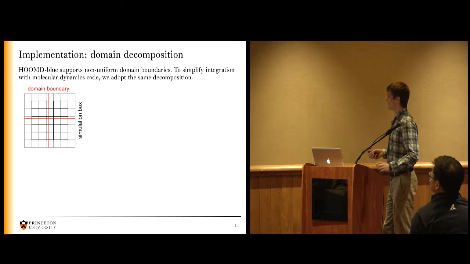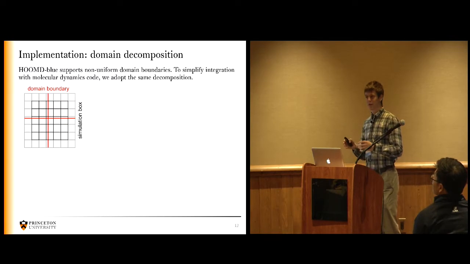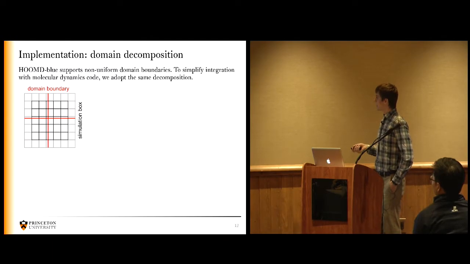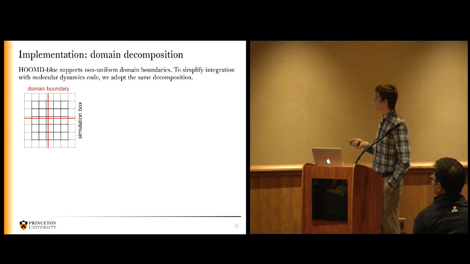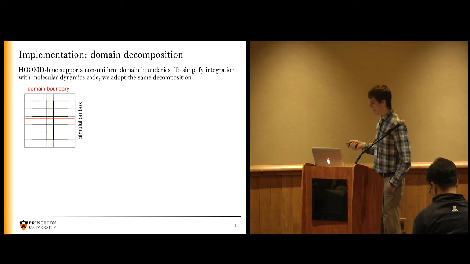So we are limited somewhat by our memory constraints in a GPU. On Blue Waters, a K20 has 6 gigs of memory, and so we need to be able to scale out to multiple GPUs. So we adopt a domain decomposition strategy, and that was supported by HOOMD already, where we have non-uniform boundaries. Schematically, the black box here is the simulation box. The red are the domain boundaries.